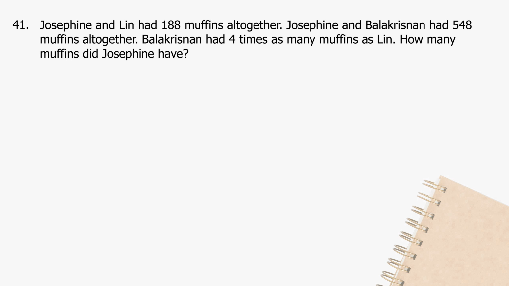Question 41. Josephine and Lynn had 188 muffins altogether. Josephine and Balakrishnan had 548 muffins altogether. Balakrishnan had 4 times as many muffins as Lynn. How many muffins did Josephine have?